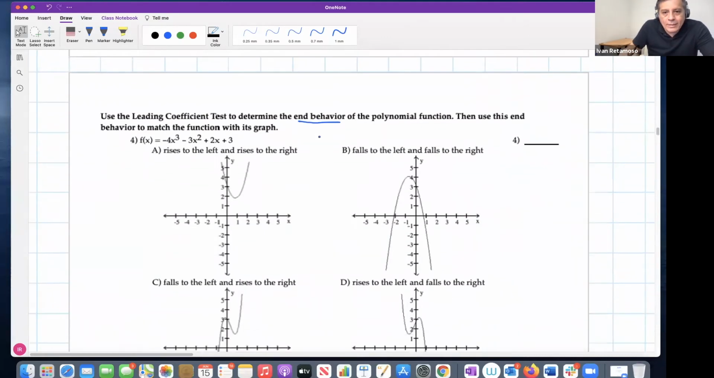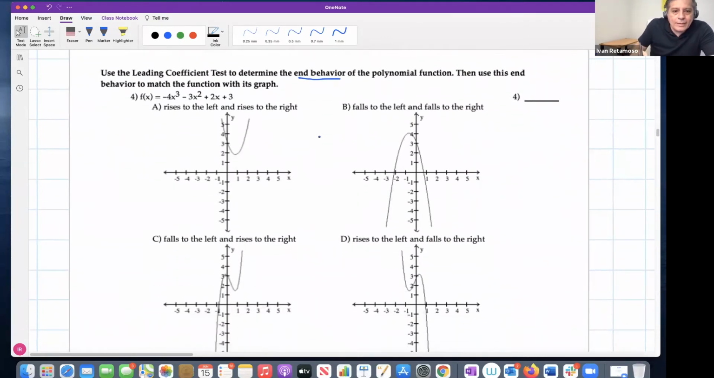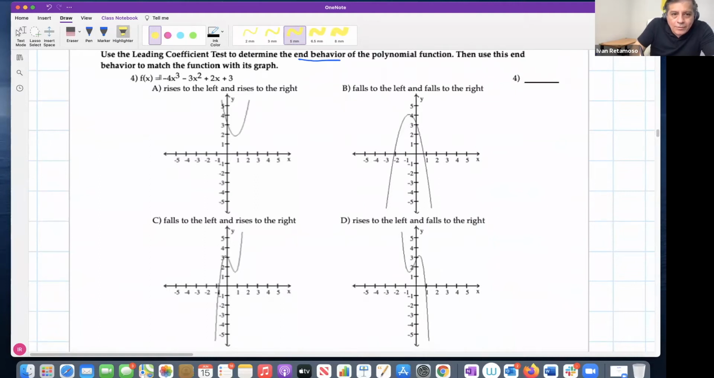Again, the whole idea is to pay attention to the first term. So look at this, and from there, try to see which one is the graph. Now, this time they give you the end behavior in words, but also they show you a graph, so you may help yourself by looking at the graph. So, let's see. The first term, the leading term, is the one that determines the end behavior.